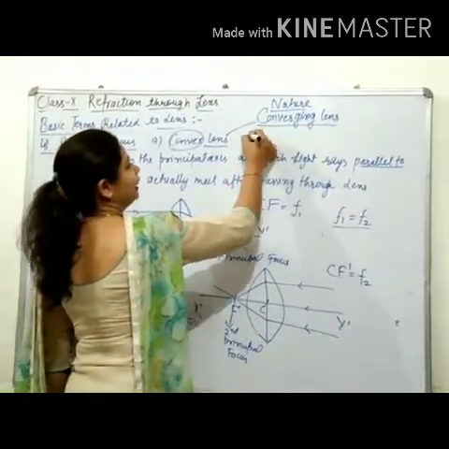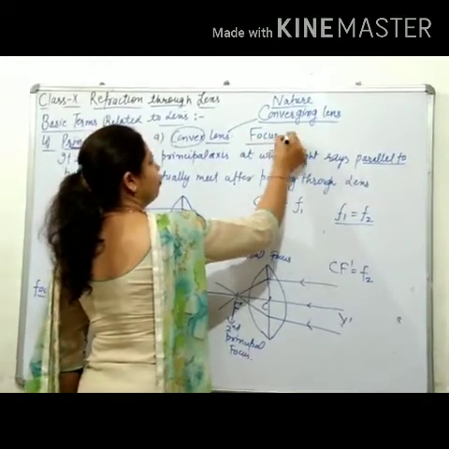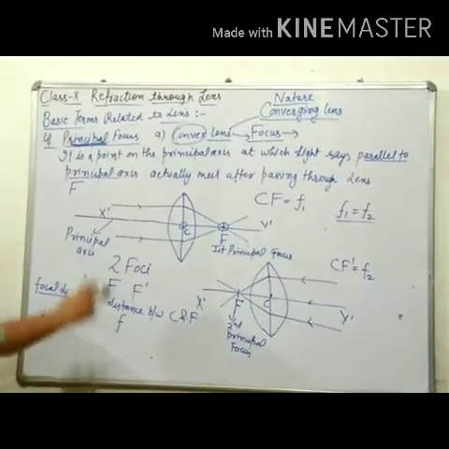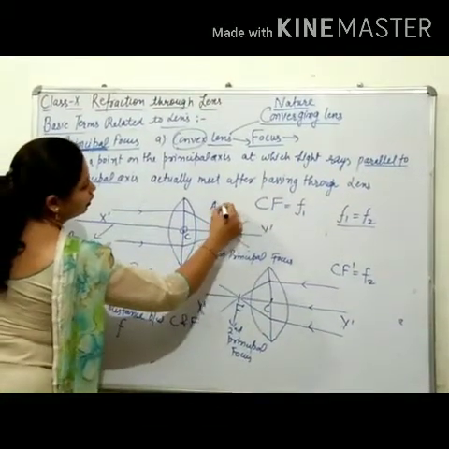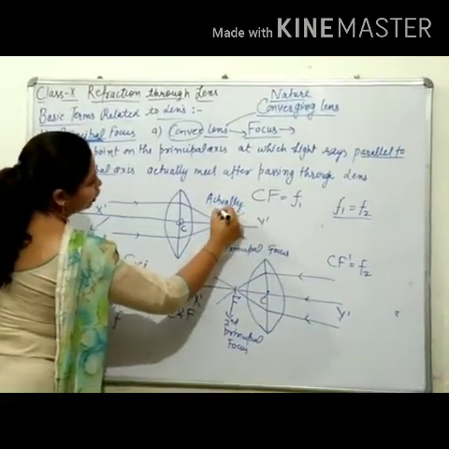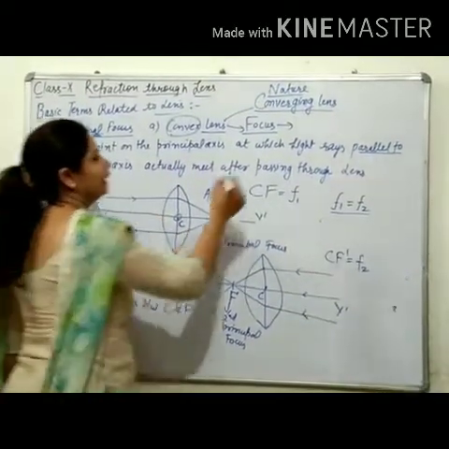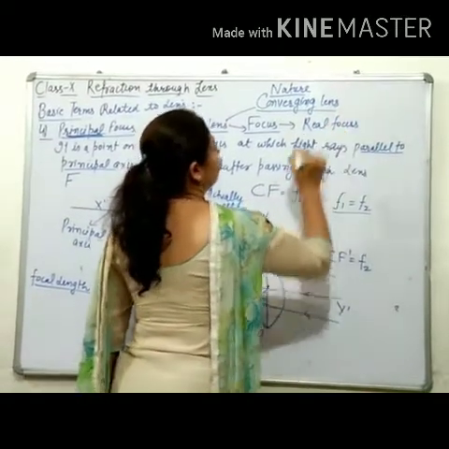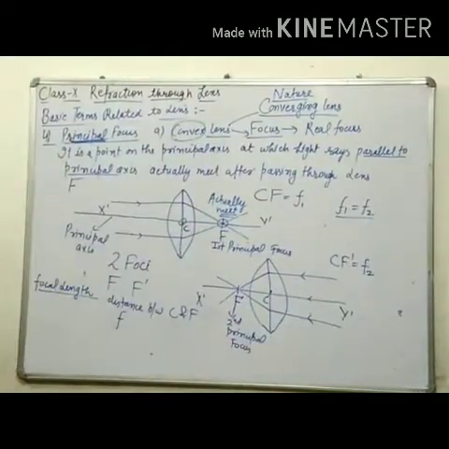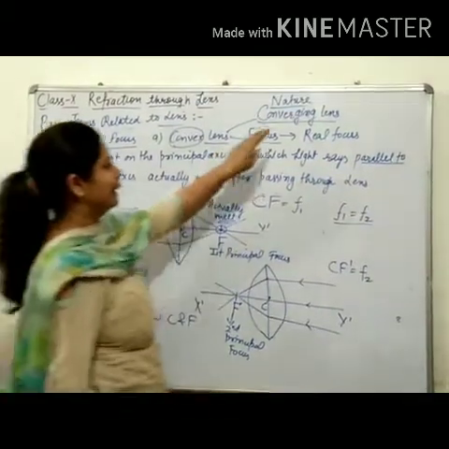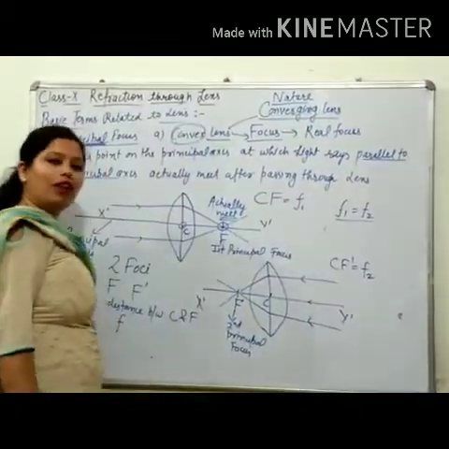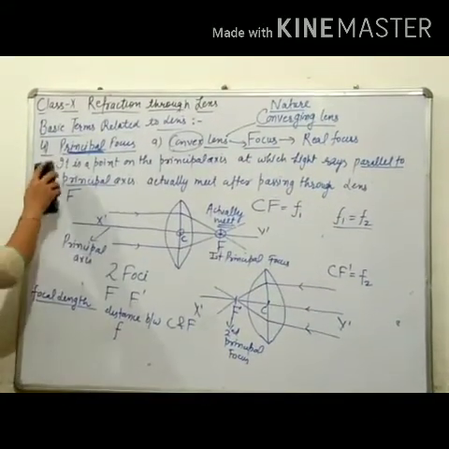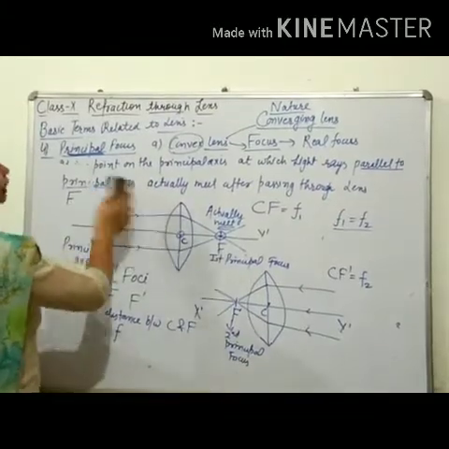Now, the next question that may be asked is, what is the focus nature of a convex lens? Rays are actually meeting at a point, so its focus is a real focus. What is the nature of the focus? Real focus. And the nature of the lens? Converging nature, because rays are actually meeting. So we have learned about the principal focus of a convex lens.